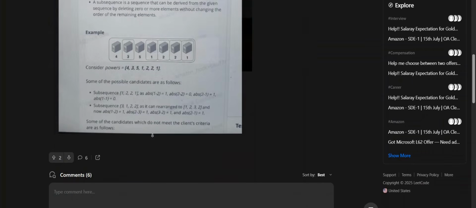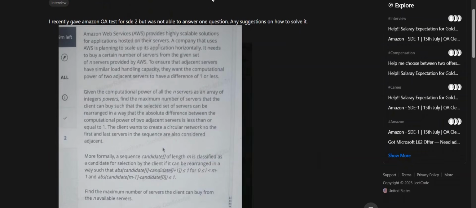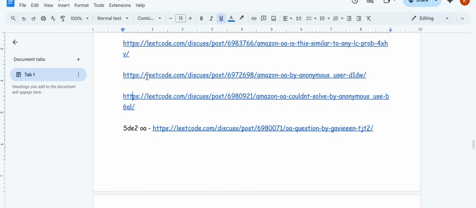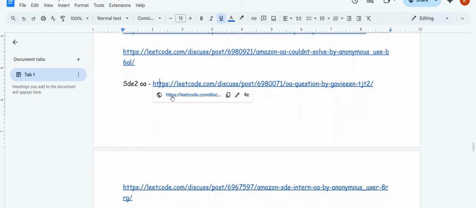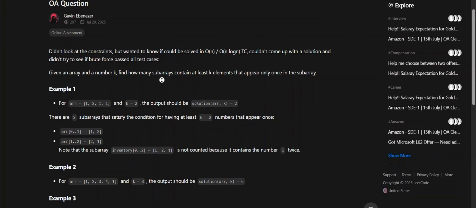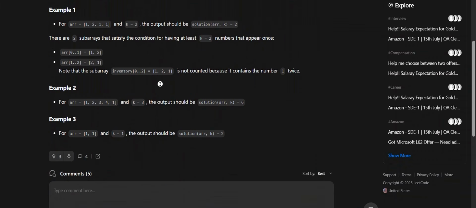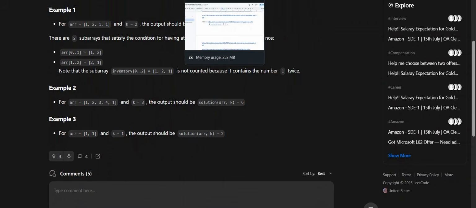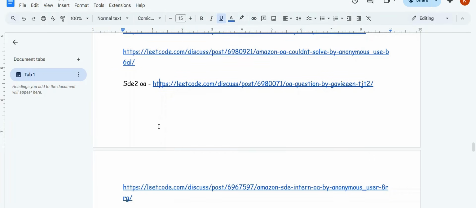This is a very good problem on binary search and mathematics. Might involve array and hashing also. Again, let's go to the SDE2 OA. Again, a very, very good problem on subarray and array concepts. Like subarray, hashing, prefix, suffix go all together.